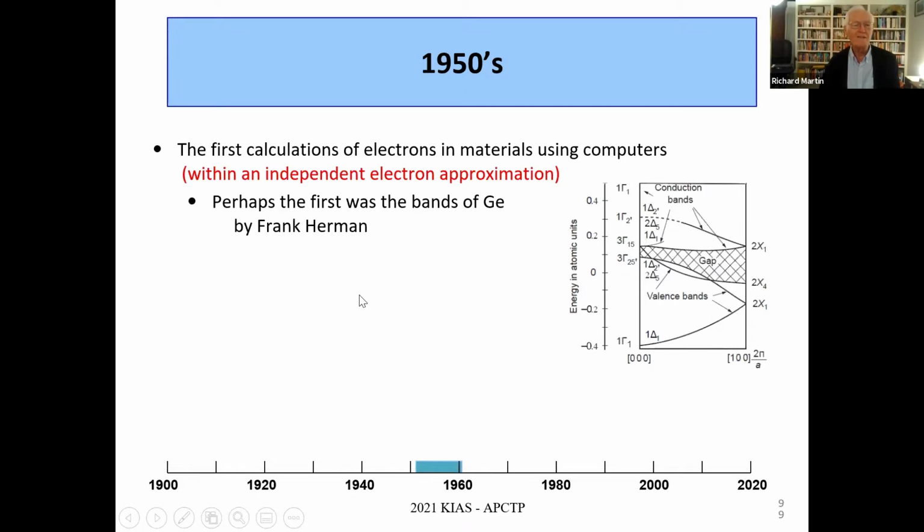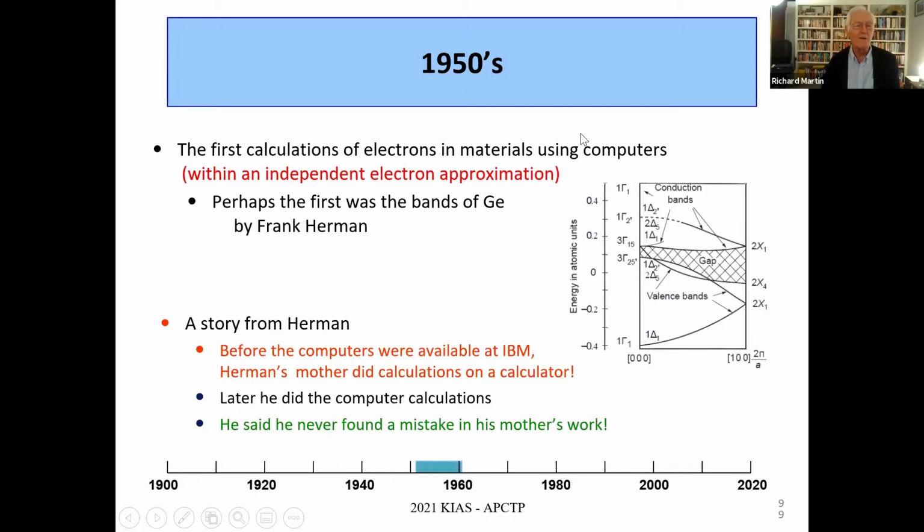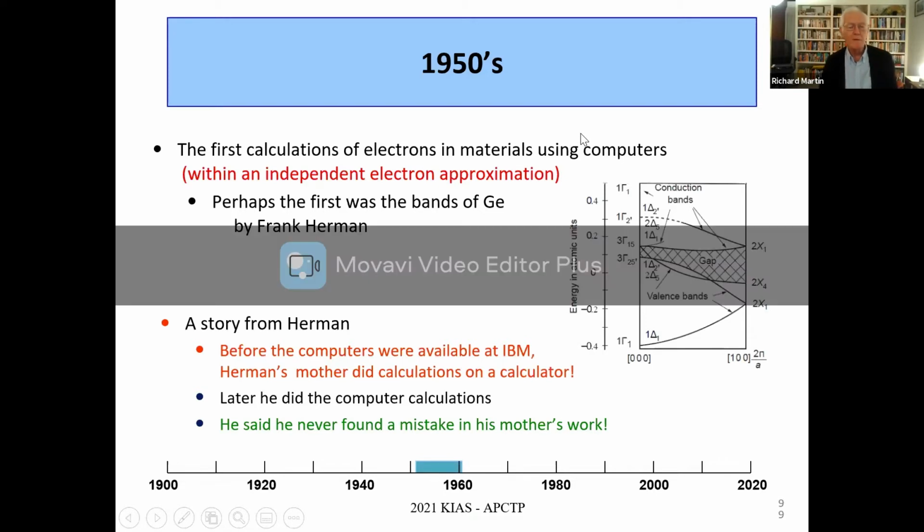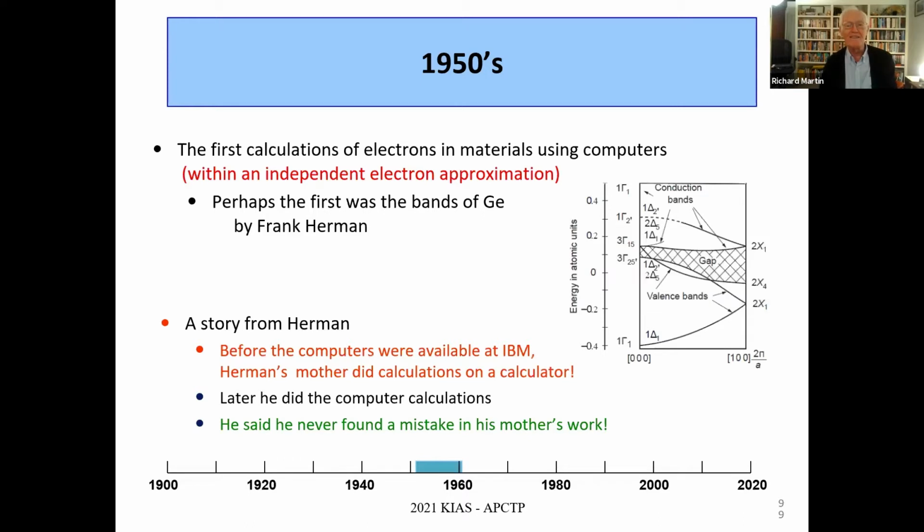And I have an interesting story that I learned from Frank Herman. Before the computers were available at IBM, where Herman worked, Herman's mother did calculations on a calculator. Later, he did the computer calculations, and he said he never found a mistake in his mother's work.